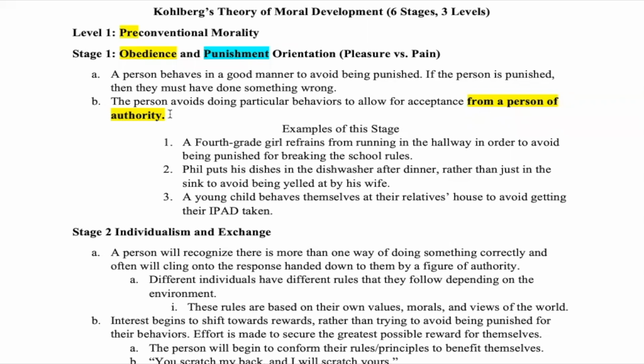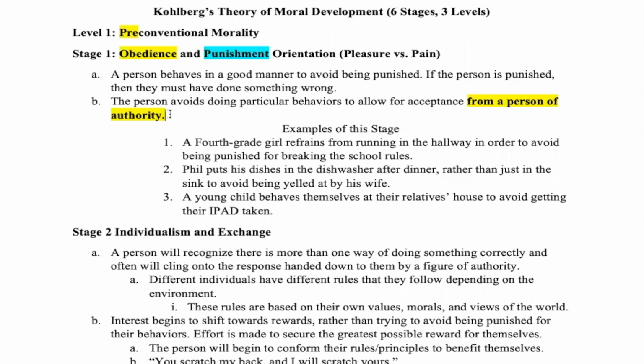So a couple of examples to articulate this a little bit further. A fourth grade girl refrains from running in the hallway in order to avoid being punished for breaking the school rules. She's like, you know what? You're not going to catch me running in the halls because I'm not about to be the kid that's the troublemaker in school. But again, if somebody was on that punishment side, like, screw that, I would rather get to class and start talking to my friends and get in trouble for running in the halls, that would be where they're willing to accept punishment and avoid being obedient to somebody that they know and or admire. Another example: Phil puts his dishes in the dishwasher after dinner rather than just in the sink to avoid being yelled at by his wife.